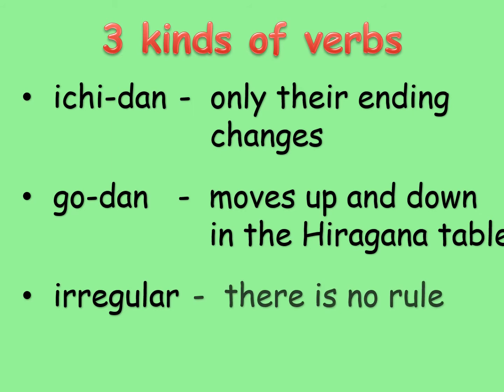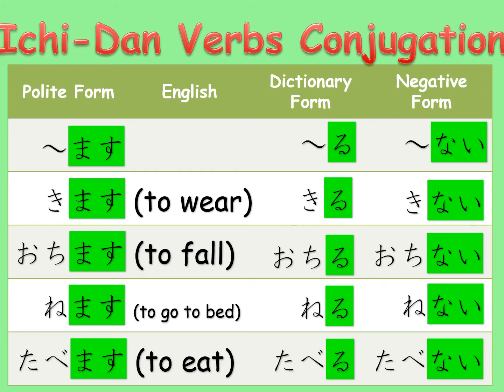Irregular verbs do not follow any rules when conjugating, so you need to remember them one by one. But Japanese has only two real irregular verbs and two semi-irregular verbs. Today we will start with Ichidan verbs. The dictionary form of all Ichidan verbs ends in る, and their negative plain non-past form ends in ない. With Ichidan verbs, in order to make it negative, you need to change ます or る to ない. That's all. Very easy.